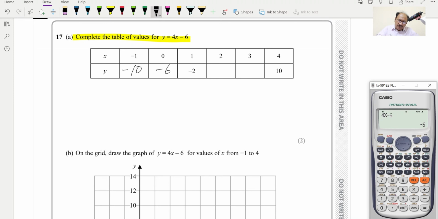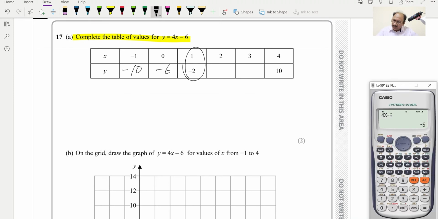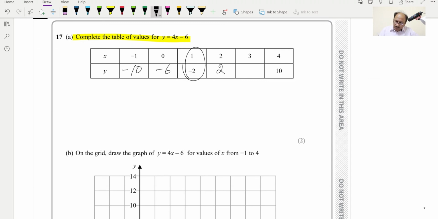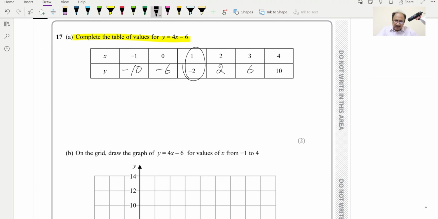So we will double check for this given value also, and we will calculate for x equal to 1, and this will give us -2. So it means our processing is correct. So we can go for calculation for 2. So calculate for 2 will be equal to 2, and calculate for 3, and this gives us 6, and the table of values is complete, which is a 2 mark question, which we are done.